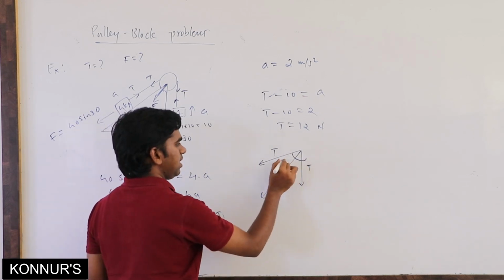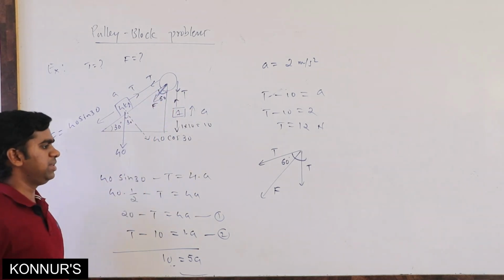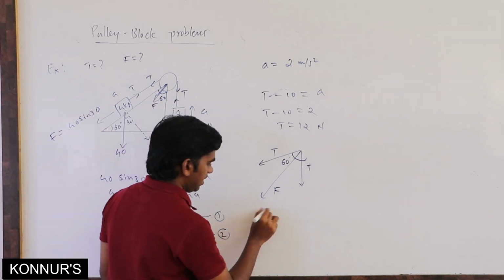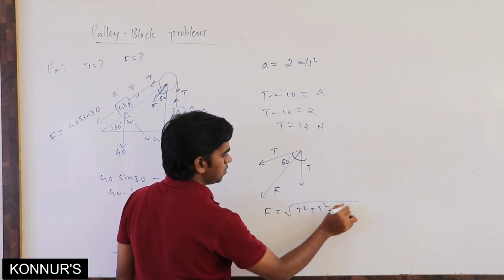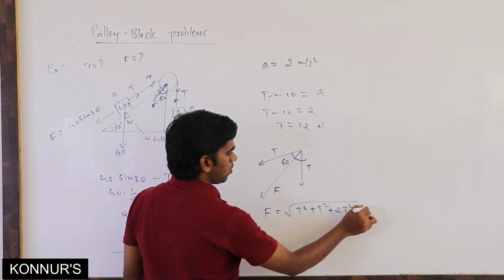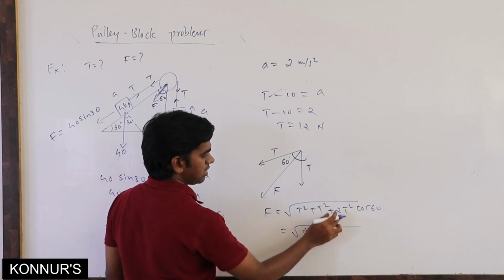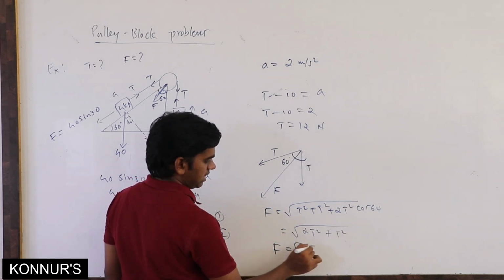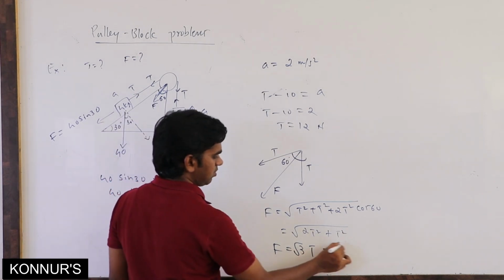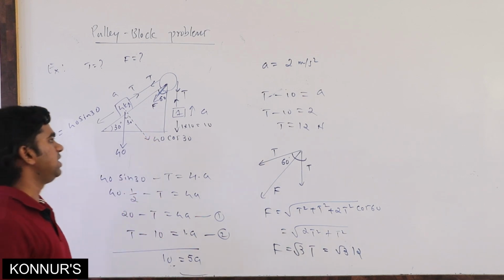What angle are they giving? The angle given is 60. If this is 30, this is obviously going to be 60. So you can apply F equals root of T square plus T square plus 2 T into T cos 60. So what will it become? 2T square into cos 60, which is 1 by 2, 2 will get cancelled, it will become one more T square. So F net is root 3 T. That means your answer will be root 3 into 12. Okay, this is how you can get the force here.